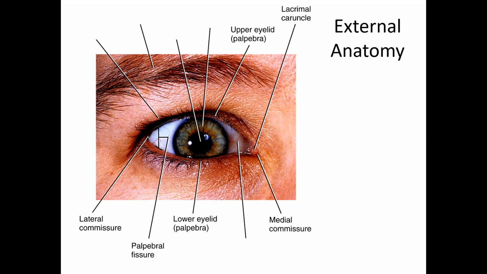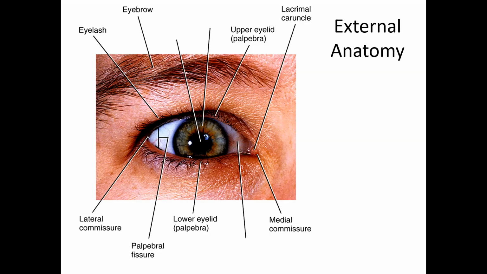On the medial commissure, we get the lacrimal caruncle, which is going to lead to the exiting of the lacrimal duct, or the entrance to the lacrimal duct, with the lacrimal gland being to the lateral superior edge of the eye, and lacrimal secretions flowing from the lateral superior to the medial inferior.